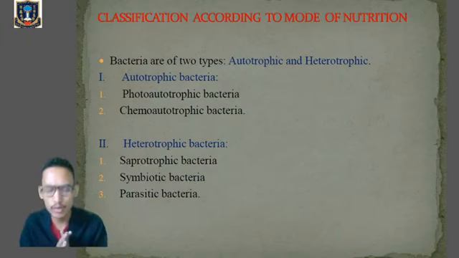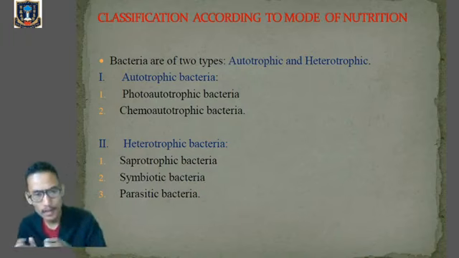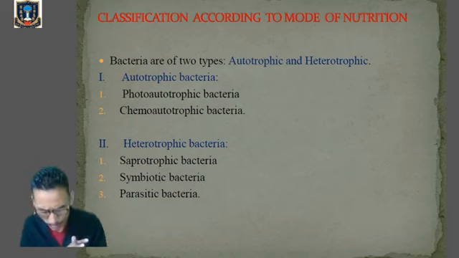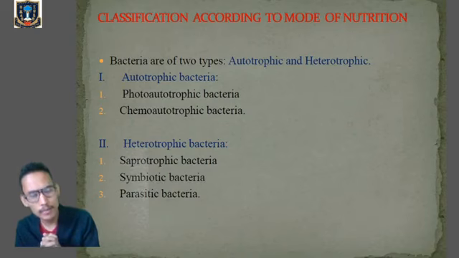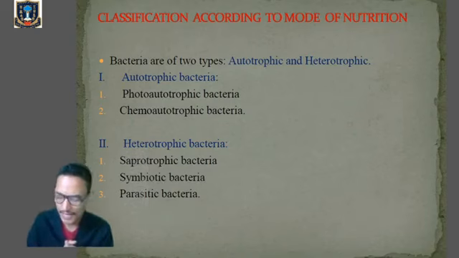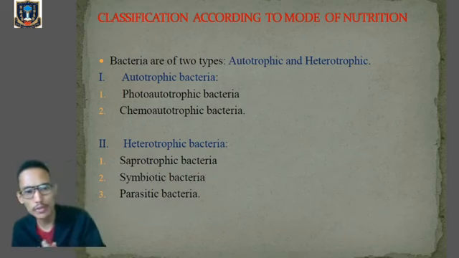Okay, now next one, classification according to the mode of nutrition. We have got two types: autotrophic and heterotrophic. Under autotrophic, we have got two types: photoautotrophic and chemoautotrophic. And under heterotrophic bacteria, we have got saprotrophic bacteria, symbiotic bacteria, and parasitic bacteria. So let's go through it one by one.